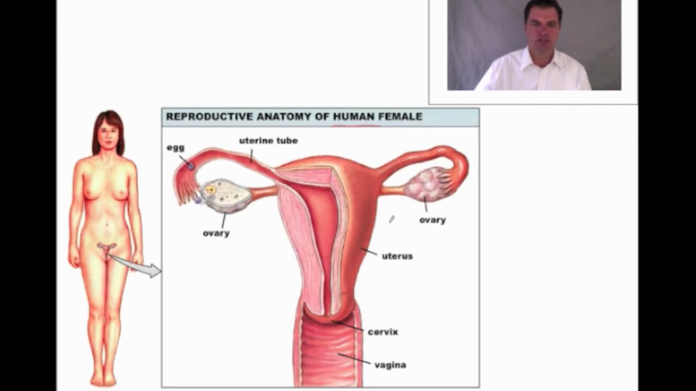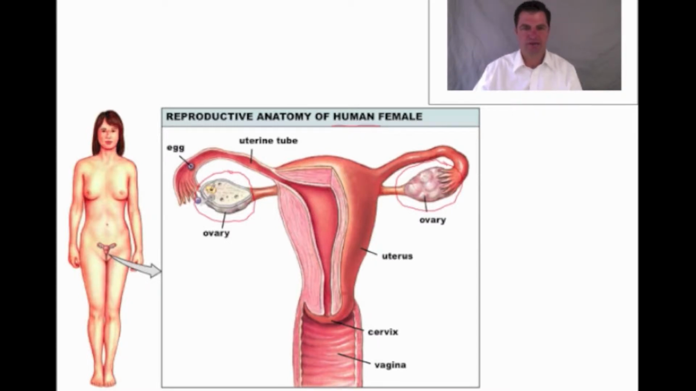So if we start with a human female reproductive tract, you notice that we have our two ovaries here. The ovaries are able to go through meiosis. Cells in the ovary are able to go through meiosis and produce eggs. So you see an egg coming out there. So during ovulation, eggs are produced.